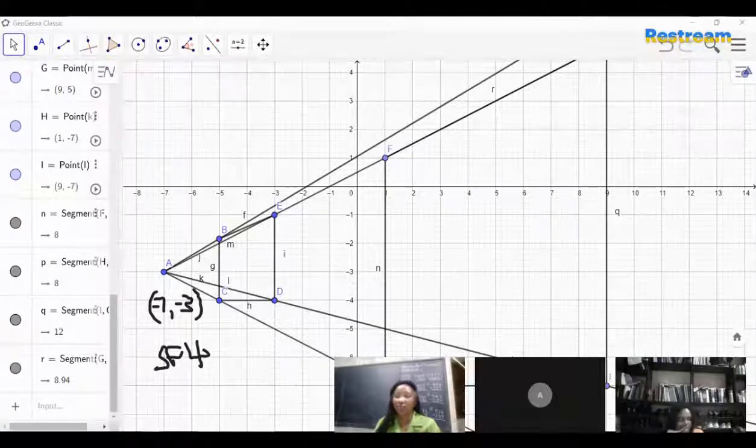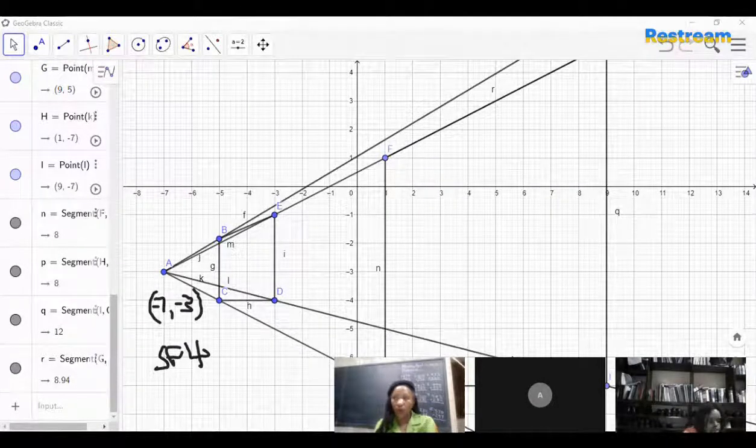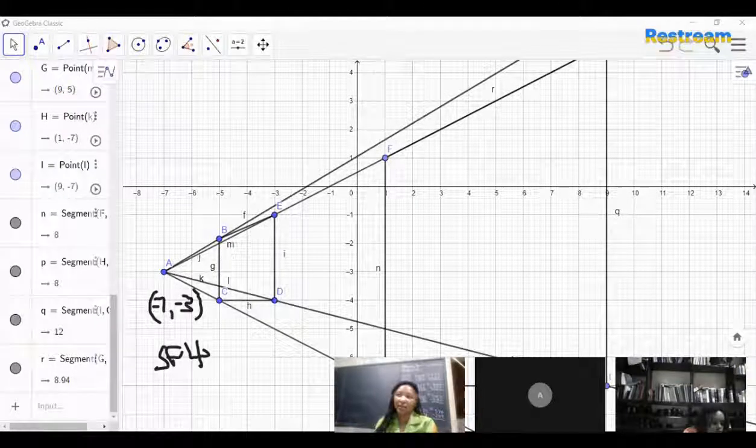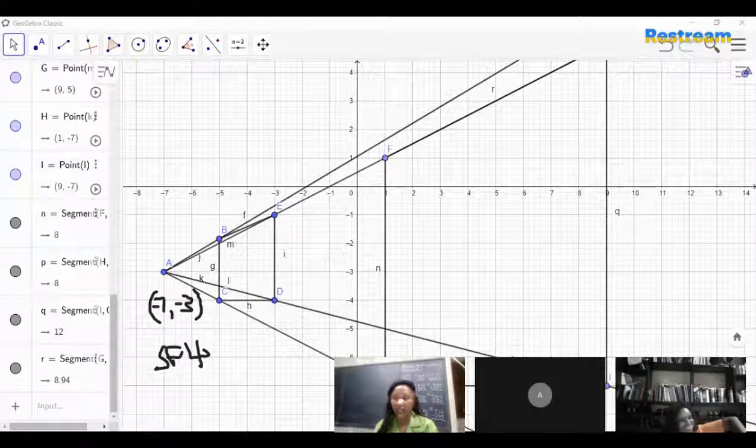So what we're going to do when we meet again is do enlargements with negative and fractional scale factors. All right. Yes, miss. All right. So that's it for tonight's class.